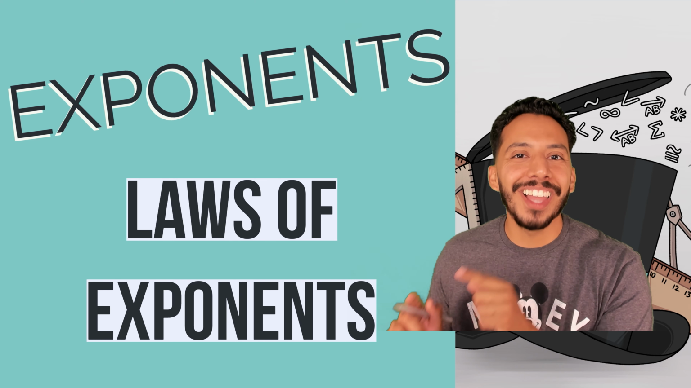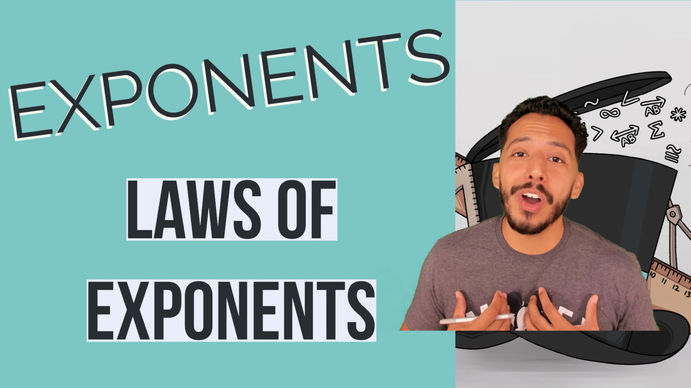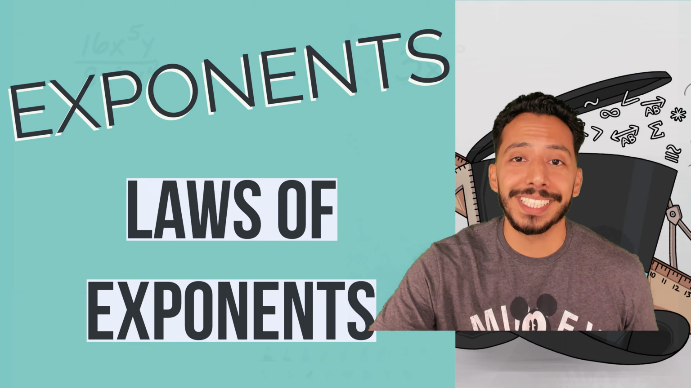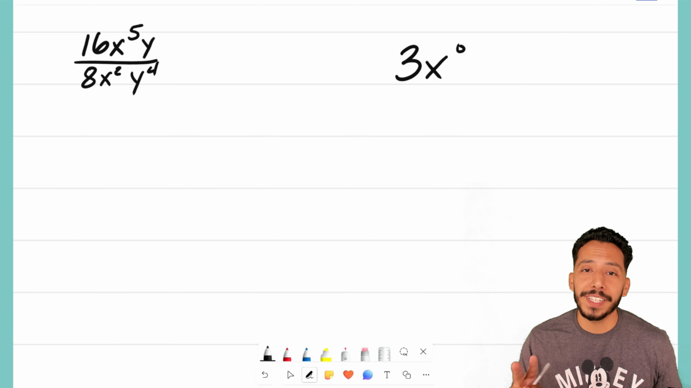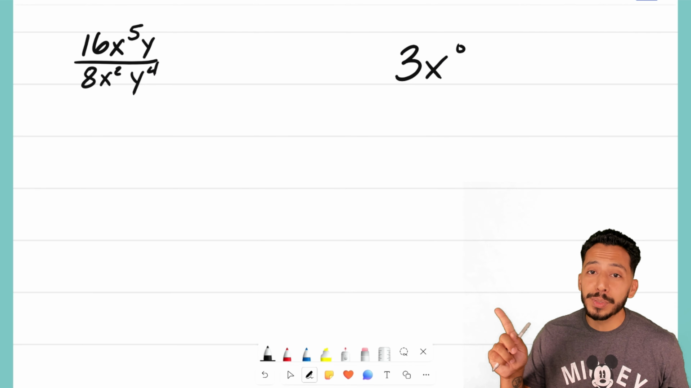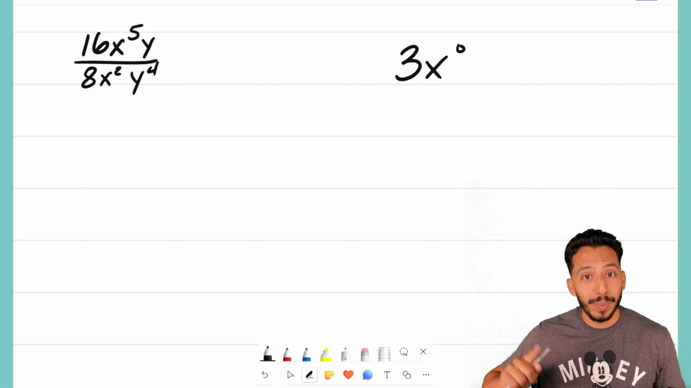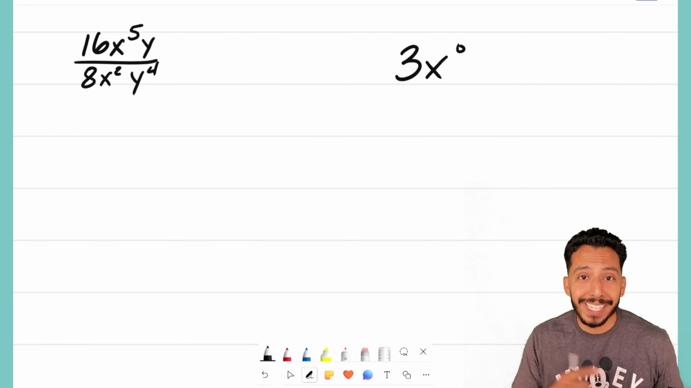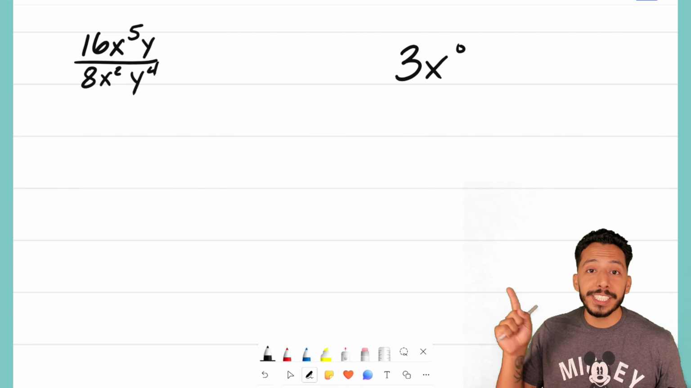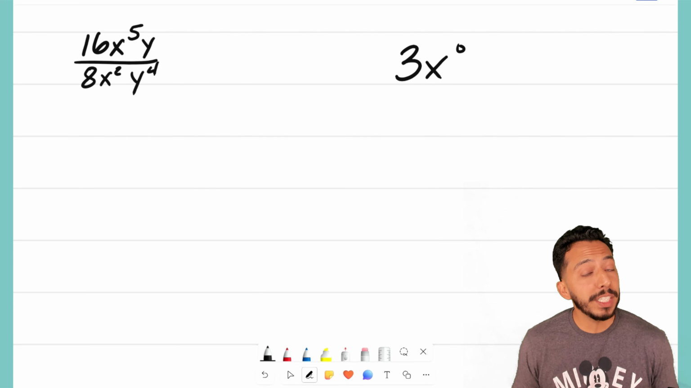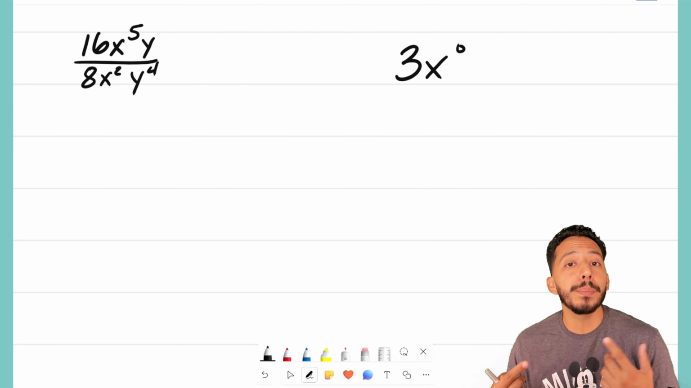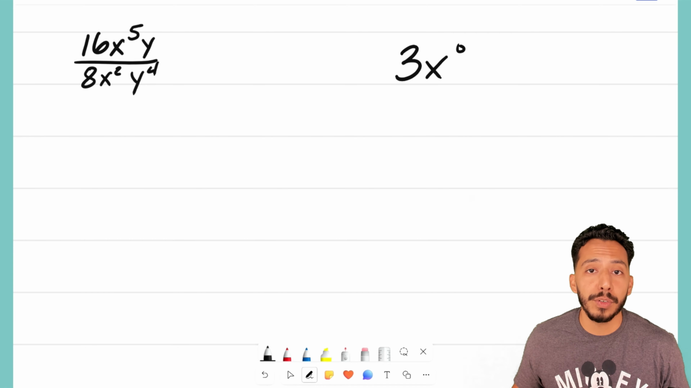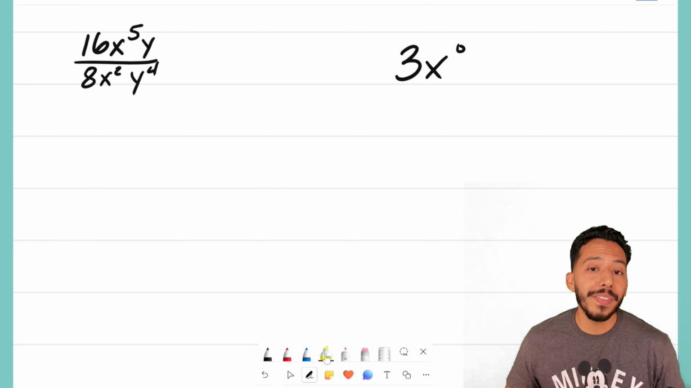Can we use the laws of exponents to help us solve some exponential expressions? We have two for us to do in this video. We have one where we're going to be using the quotient rule, because we have some variables being divided by each other. And then we're going to deal with the one on the right, which has 1 to the 0 power, and we've got to review what it means to have something to the 0 power. So let's focus in on the one on the left.